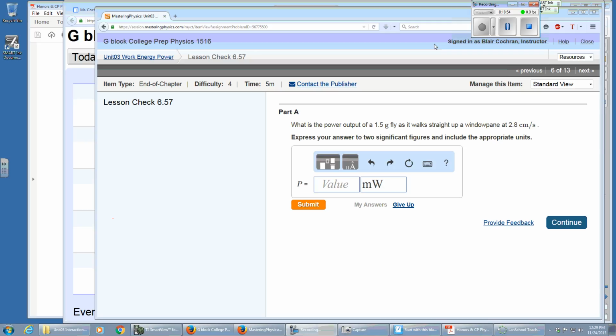Has its kinetic energy changed? No. So yes, it has kinetic energy, but it hasn't changed. All of the work the fly has done going up the pane has gone into creating more gravitational potential energy. So we can either look at that work directly or look at how much the potential energy of the fly has changed. Which way do you guys want to do it?